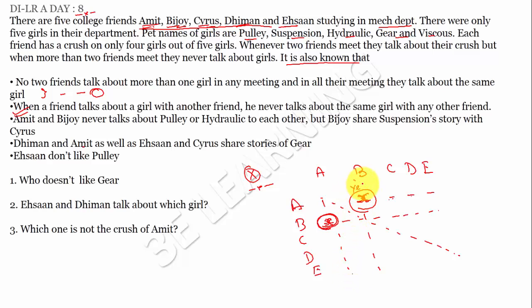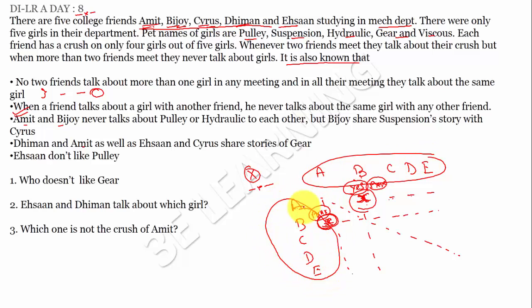But this X is only for the yes data. What do we mean by yes data? A and B talk about X. We also have a data called: Amit and Bijoy never talk about pulley or hydraulic. It means pulley and hydraulic should not come in these 2 places. We do not know about the other places. So we have 2 learnings. One, when we have a cross connection between the cities or the persons, we make a matrix diagram like A, B, C, D, E. Whenever they say a friend talks about a girl with another friend, he never talks about the same girl with any other friend. Means if data states that you have to place only one value in a horizontal or vertical, it's nothing but Sudoku. So I hope you learned the concepts.